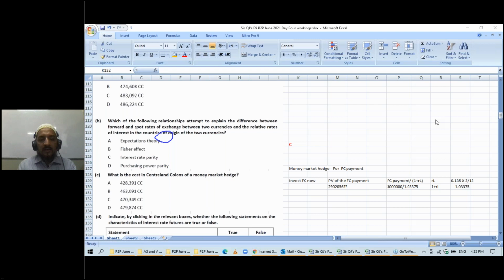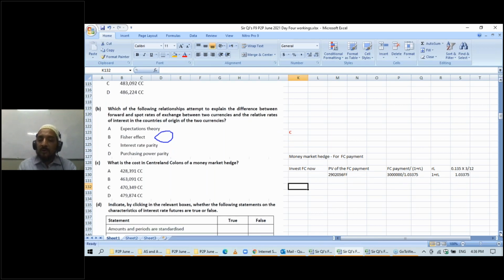So the correct answer in part B was interest rate parity, because the interest rate parity formula converts spot rate into forward rate. So it's a relationship between forward rate and the spot rate. Purchasing power parity theorem is a relationship between the current spot rate and the future spot rate, not forward rate, and is based on inflation. It is due to inflation that the spot rates change, and it's due to interest rate that the forward rate is different from the spot rate.